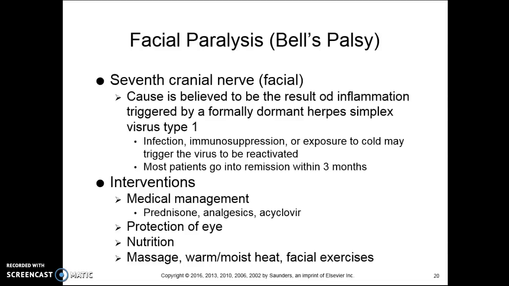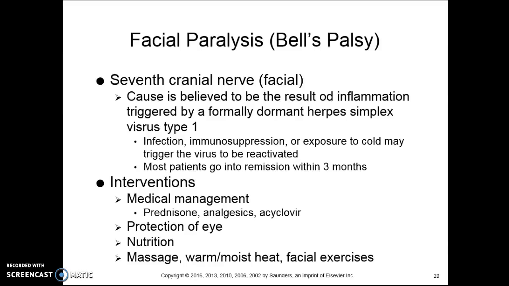The cause is believed to be the result of inflammation triggered by formerly dormant herpes simplex virus type 1. What that means is that the person had some form of herpes simplex virus in their body, but it's been dormant. It's just been sitting there. It's not been showing up in any form, like a cold sore or any other way. Something triggered it, and then it affected the person's 7th cranial nerve, causing the Bell's palsy or the facial paralysis.